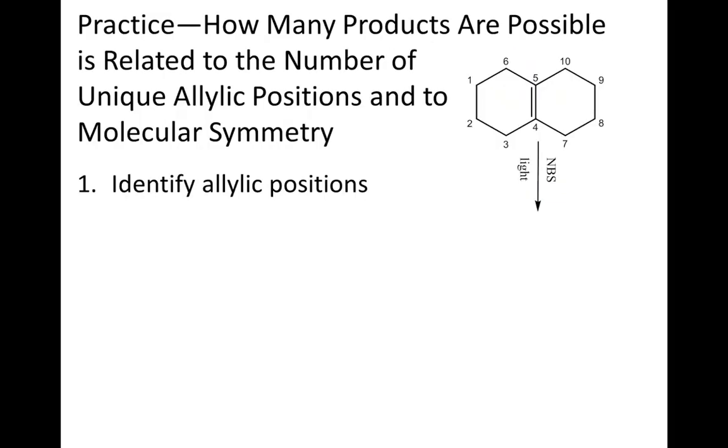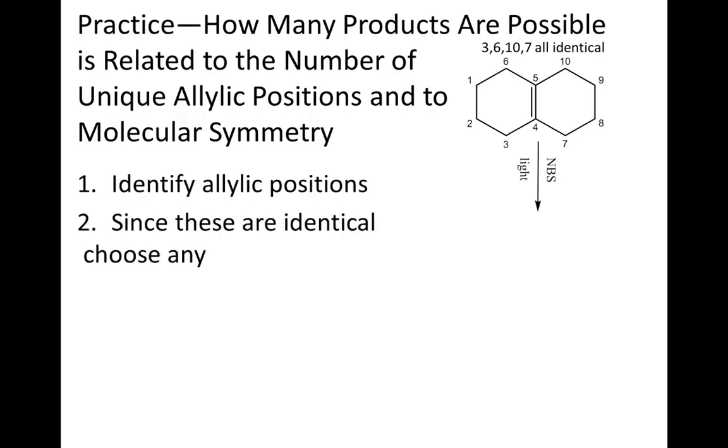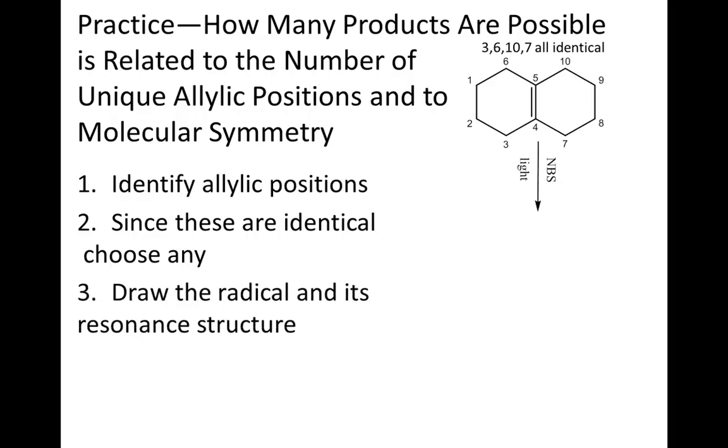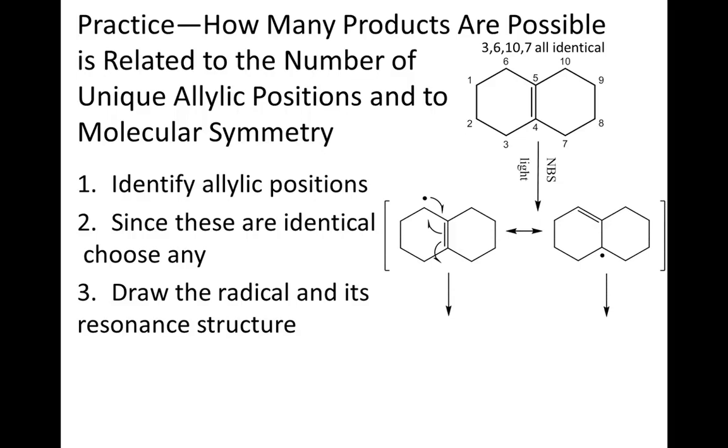So let's go back to this molecule. Now we figured out which positions were allylic, and we also figured out that they were all identical. All the ones that we picked out that were allylic, we couldn't tell the difference between them. So if we start reacting this molecule with the NBS in the presence of light, and we go from any one of those to make a radical, we need to draw a picture of that. So here's a picture where I've just picked number 6 and made a radical there. Well, that through resonance goes down to here. So this is the other end of the allylic radical resonance structure.